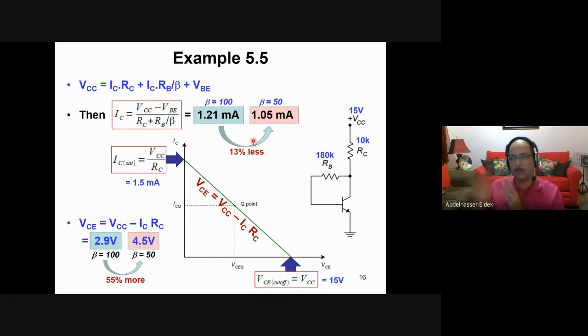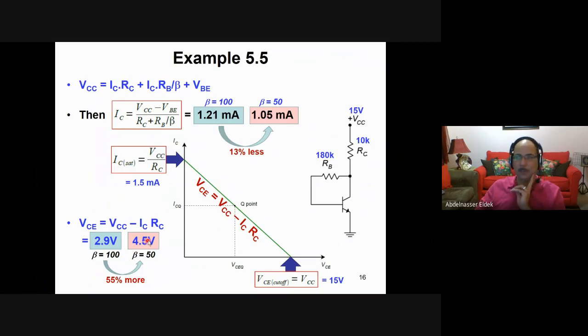Then when you actually change beta by half, you are changing 13%. This is a big change. Previous one, it was 0.8%, something like this. So very small change. Here is 13%. Okay, what about the voltage, VCE? When it is 100, it is 2.9. When it is 50, it is 4.5 volt.